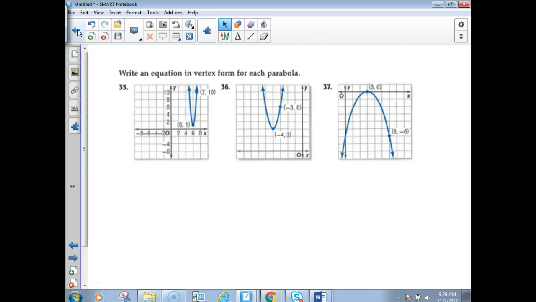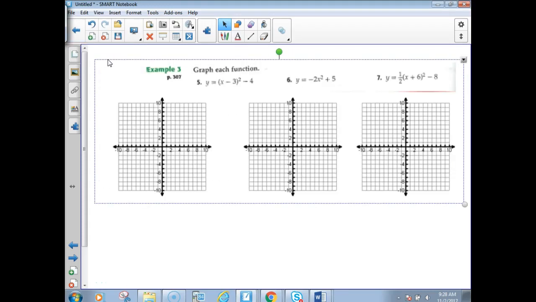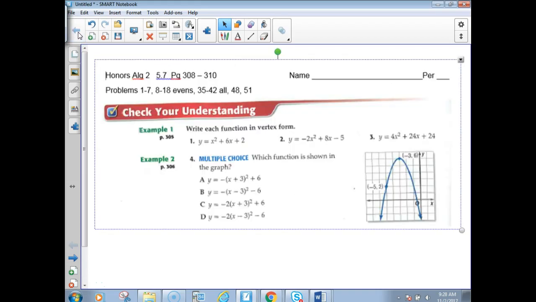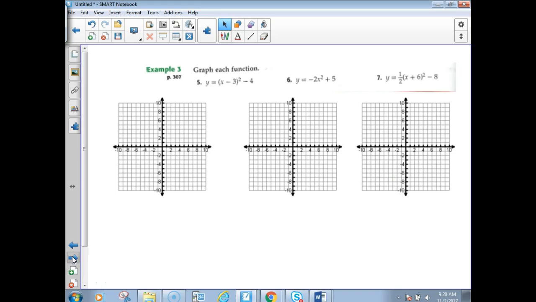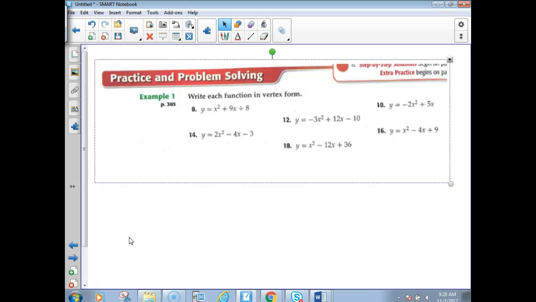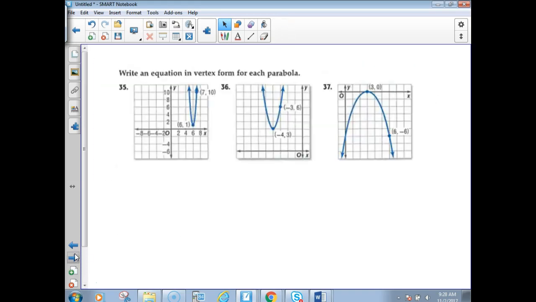Okay, I've been asked to look at some questions from yesterday's homework, which was on page 308. What we wanted to look at was the ones where you write the equation, because you have to find A. So you have a particular one you'd like? Okay, we had an example, which you're supposed to first find the vertex.